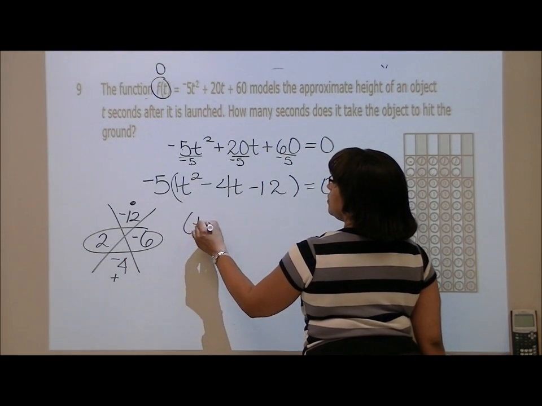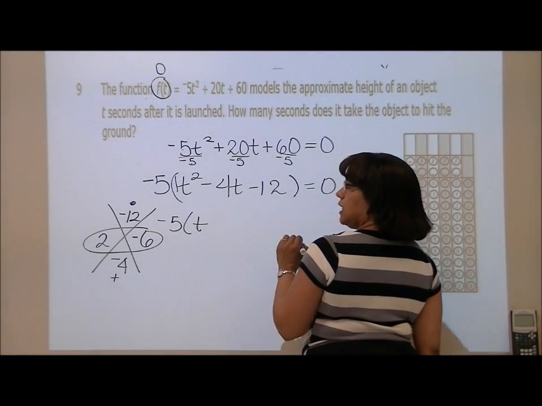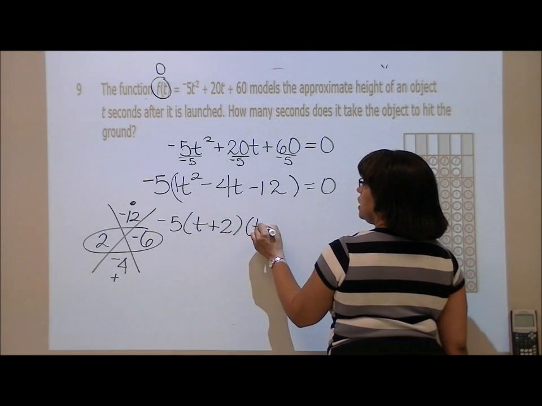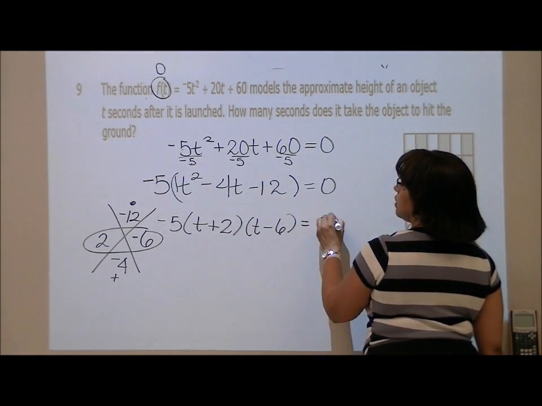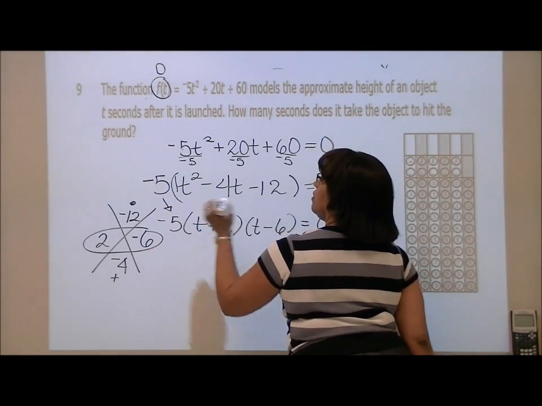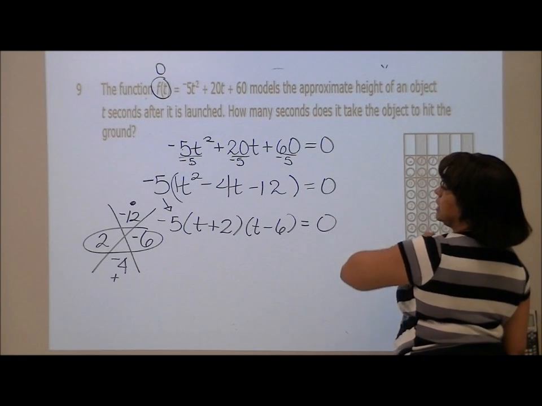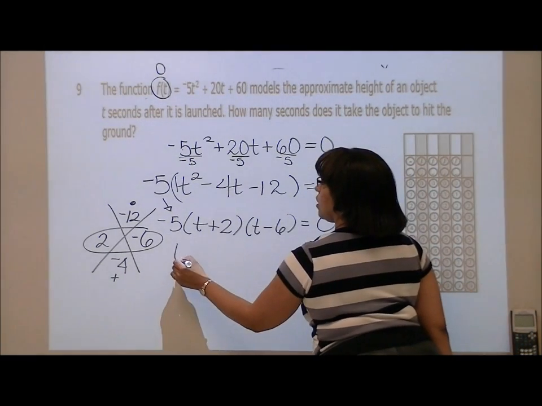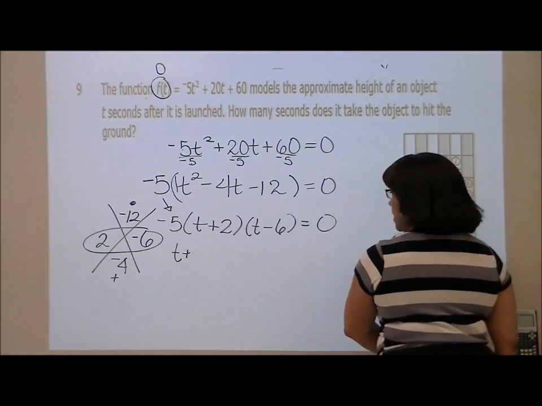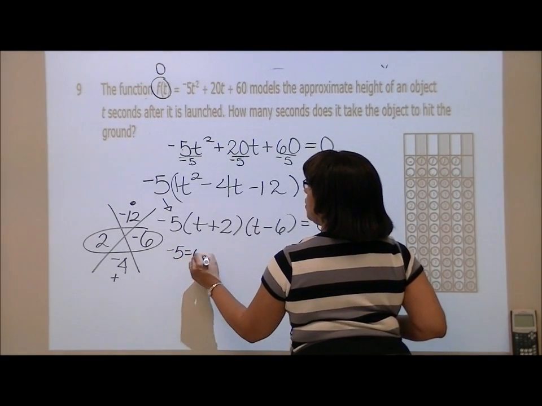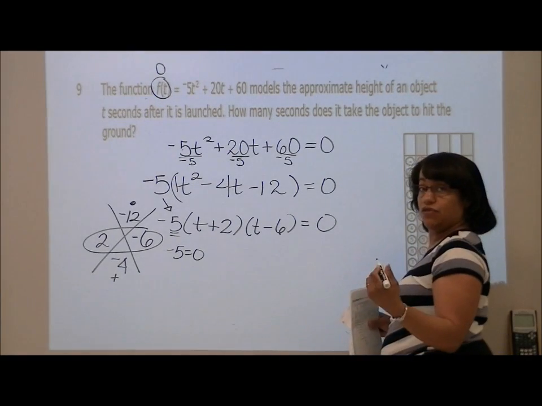So we have t, you put your -5 here. -5 times the expression t plus 2 times the expression t minus 6 is equal to 0. So notice you're just bringing down your -5. We want to know how many seconds it takes for the object to hit the ground. So we're going to solve for t. Let me show you all the pieces. We could say -5 is equal to 0 because that's one factor, but we know that's not true.